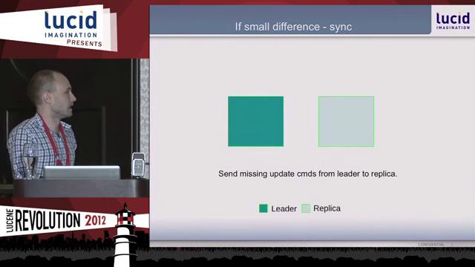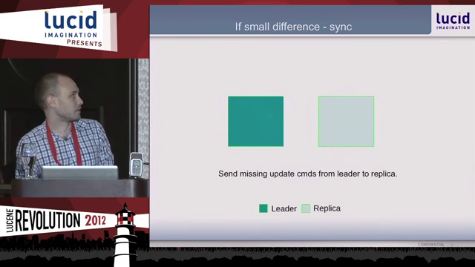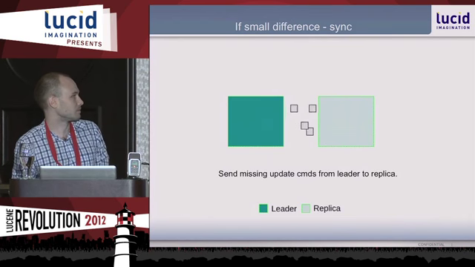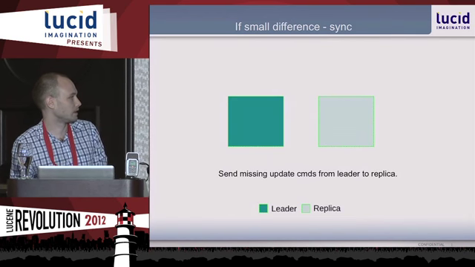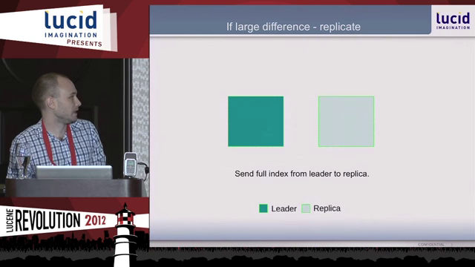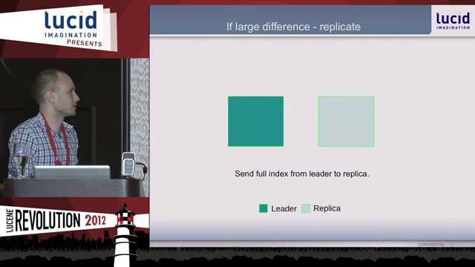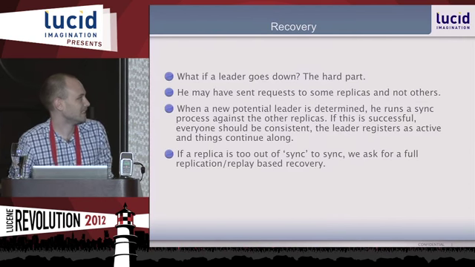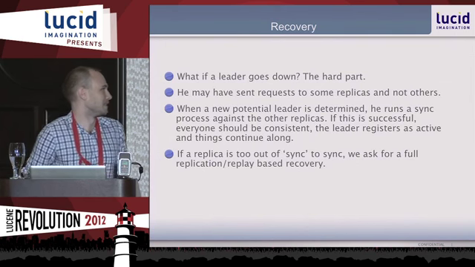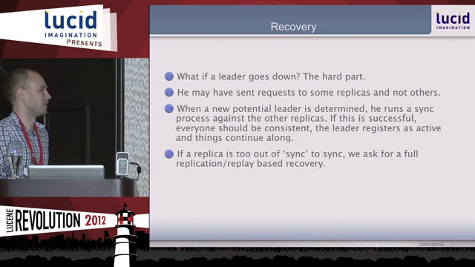So, a little animation of that. If it's a small difference, we sync, which is just sending a few documents from the leader to the replica, and we're in good shape. If it's a big one, we send the index across. So I talked mainly about this. What if a leader goes down? That's kind of the hard part.